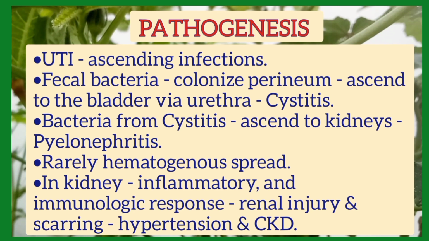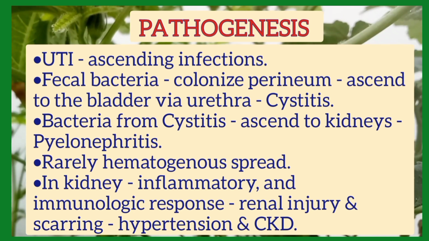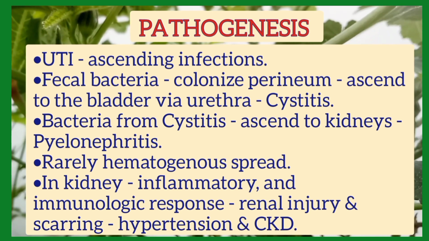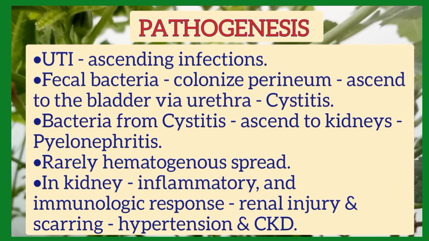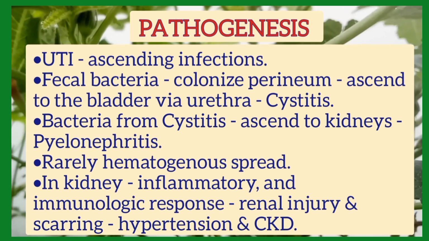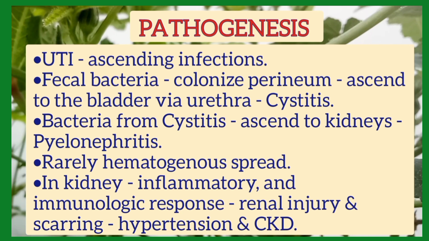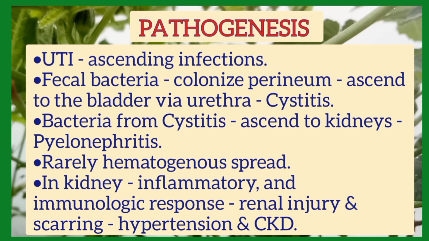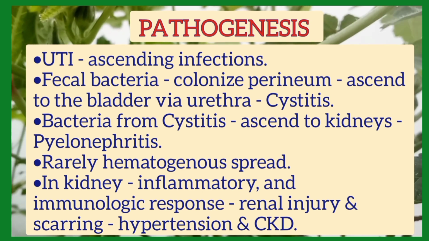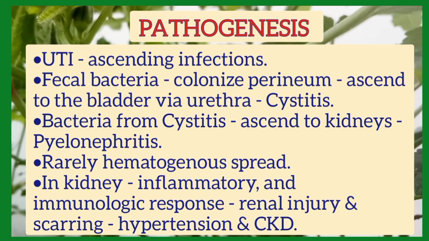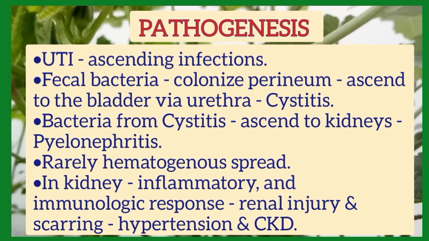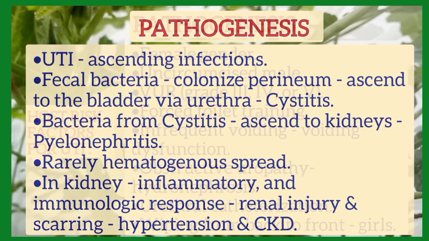Now, pathogenesis of UTI. UTI is an ascending infection. Fecal bacteria colonize the skin of perineum and ascend to the bladder via urethra and result in cystitis. Now, bacteria from cystitis ascend to the kidney and result in pyelonephritis. Rarely, UTI is caused by hematogenous spread. Now, in kidney, inflammatory and immunological response result in renal injury and scarring, and there is hypertension and renal insufficiency leading to chronic kidney disease.